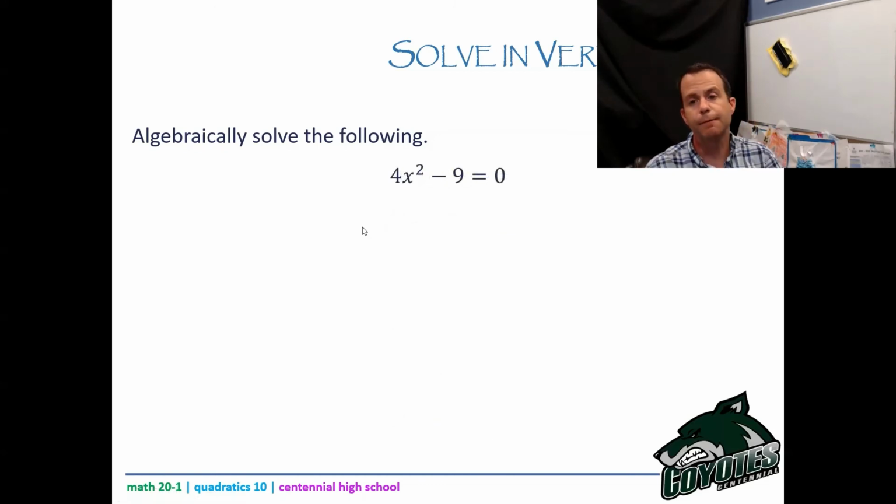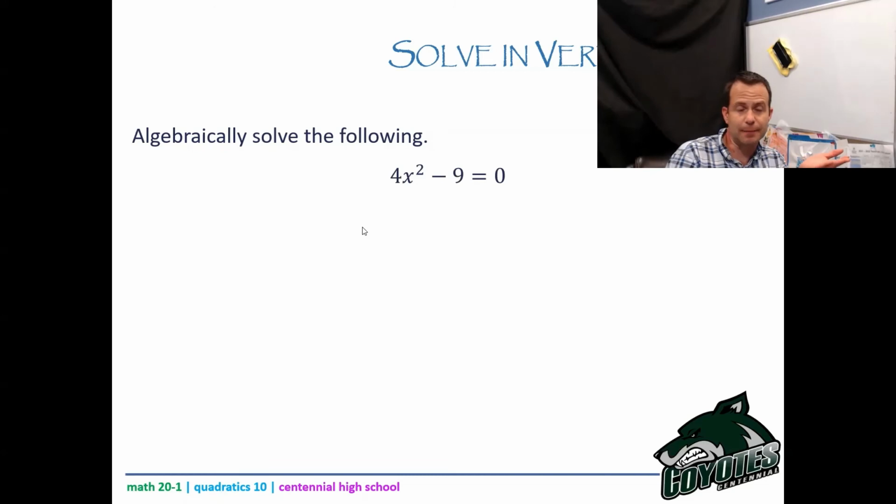Okay. 4x² - 9 = 0. There's a couple different things you could do here. You could factor this. You could look at this as a difference of squares. So you could factor this into (2x + 3)(2x - 3), and then use the zero product principle and solve for each of those. I didn't do that here. What I did was I added 9 and divided by 4. So x² is 9/4.